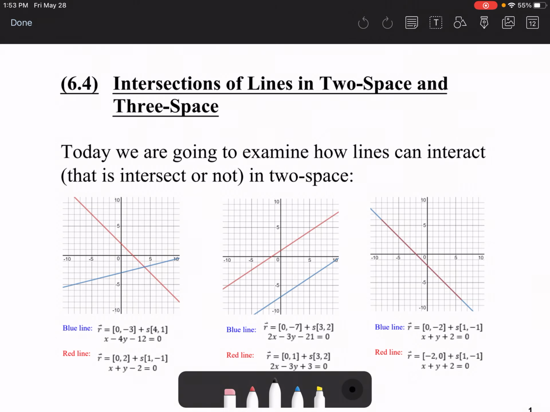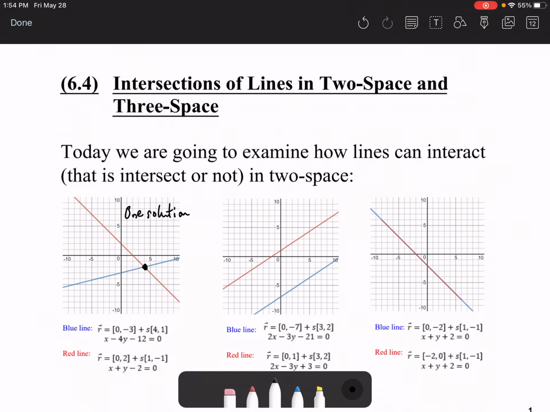Hello and welcome to lesson 6.4, intersections of lines in 2 space and 3 space. First off, we're going to take a look at how lines can interact, that is, not necessarily intersect, but could intersect in 2 space. These are the 3 cases that we've studied before. You can have one solution, which occurs when you have one point of intersection.